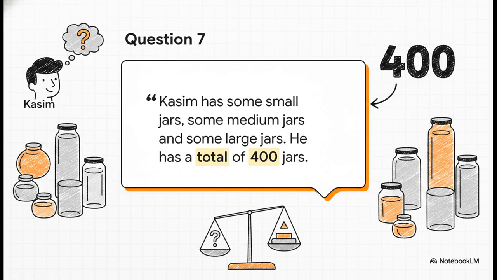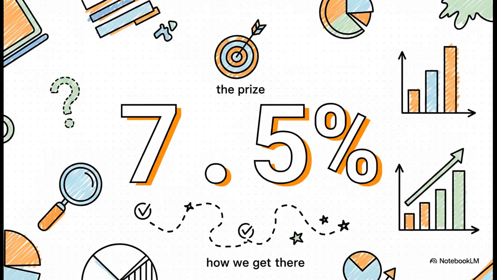Okay, so the question starts off pretty simple. We meet Kasim and his collection of jars, but there's one number here that is absolutely crucial to everything we're about to do. That total of 400 jars. You're going to want to lock that number away in your brain. And just so we know where we're heading, spoiler alert, this is the final answer we're aiming for, 7.5%. But the answer itself isn't the point. It's how we get there and how we pick up all 5 of those precious marks along the way.